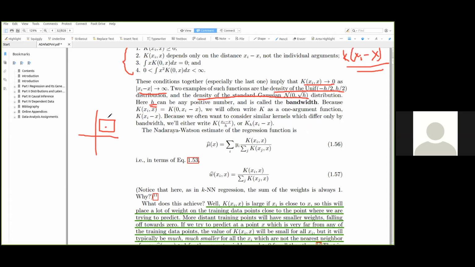And whichever points lie in that square, it will take an average of those points. That's what the boxcar kernel does.